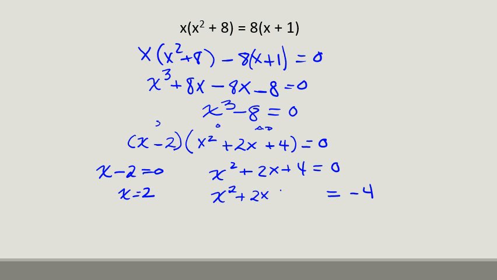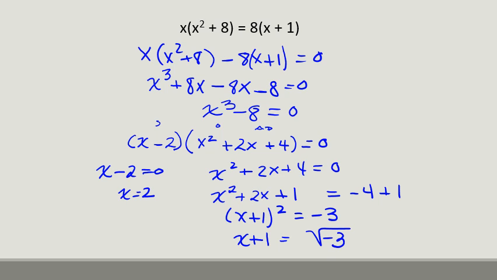Half of 2 is 1, and 1 squared is 1. So I've got to add 1 to both sides. Remember, I halved the b and then squared it. So this factors to (x plus 1) squared equals -3. If I take the square root of both sides, I get x plus 1 equals the square root of -3.